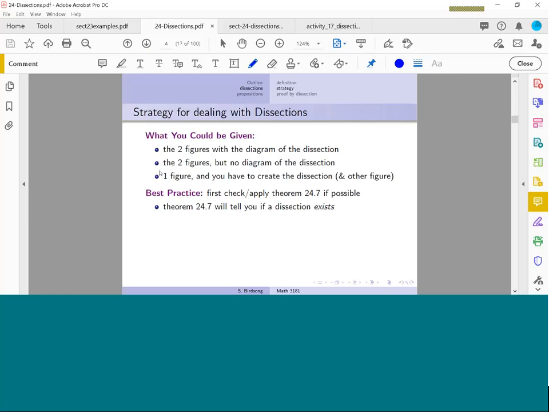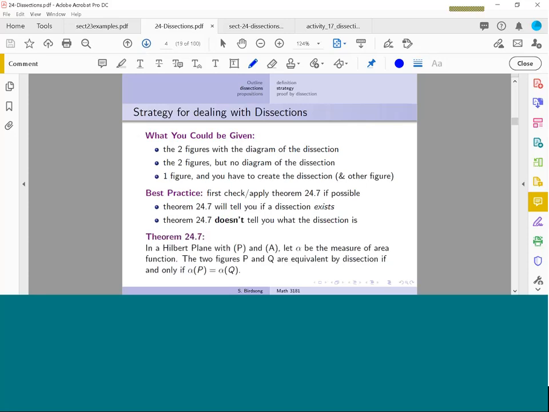Now, if you're dealing with the first two cases where you already have the two figures, and this is very similar to what you have in homework, why? Because it's easier. A best practice is to go ahead and check to see if theorem 24.7 applies. Here's the thing about theorem 24.7: it'll tell you if a dissection exists. It'll flat out say yes, a dissection exists, or no, it doesn't, but it won't tell you what the dissection is.